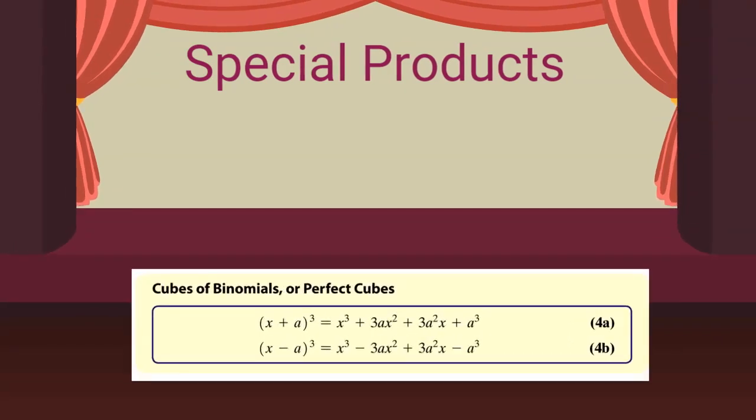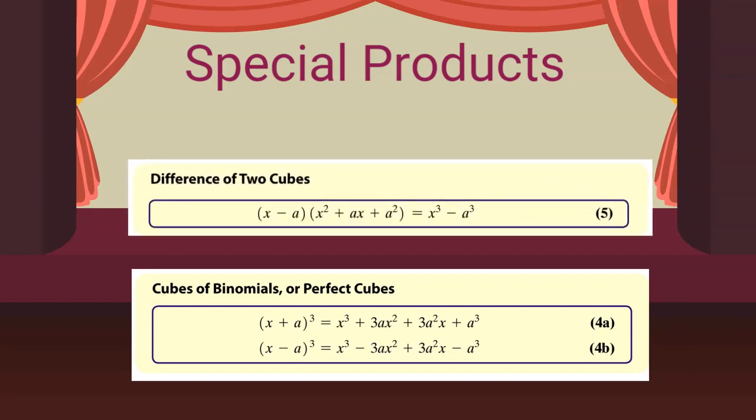Another set of special products that's good for your notes, cubes. So cubes of binomials or perfect cubes. You can see here in 4a and 4b that when you have x and an a, either added or subtracted, cubed, this is your result.